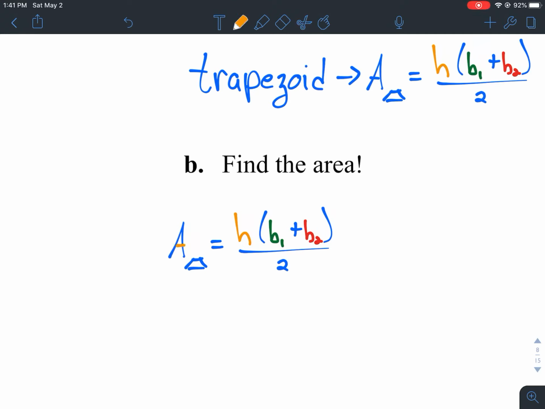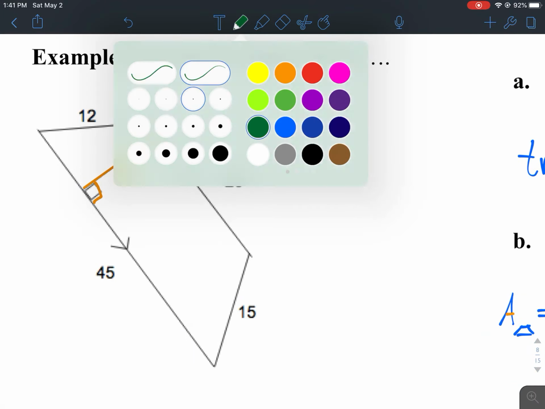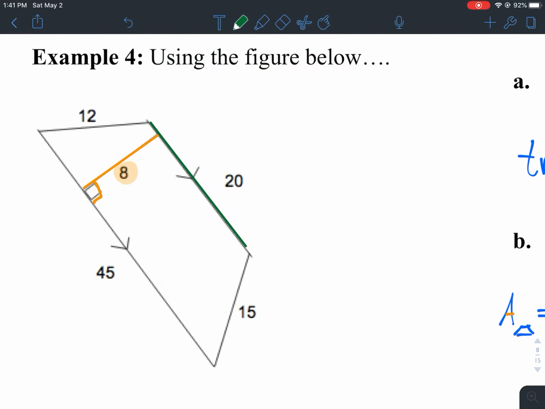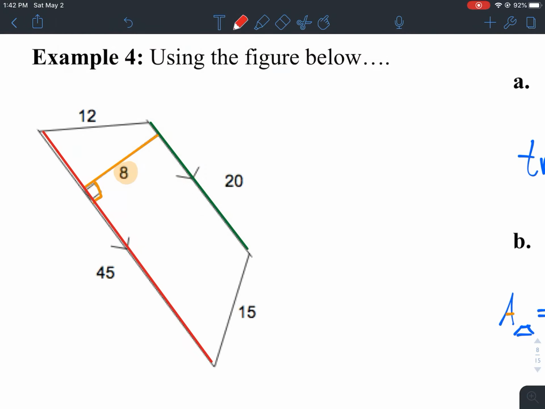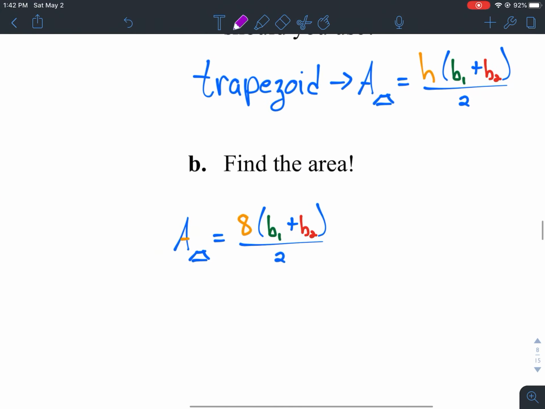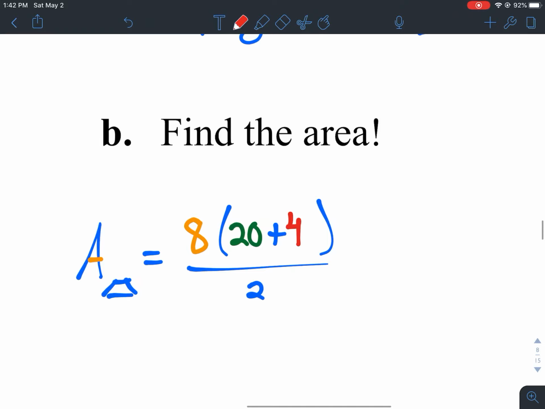Alright, so we can replace that with 8. And then base 1, base 2, in this case, is going to be the 20, can be our base 1. Doesn't really matter. Base 2 can be 48. Most important part that does matter is that the bases are parallel to each other. Alright, so for our formula, we gotta replace that with a 20. And the 48. A 8.